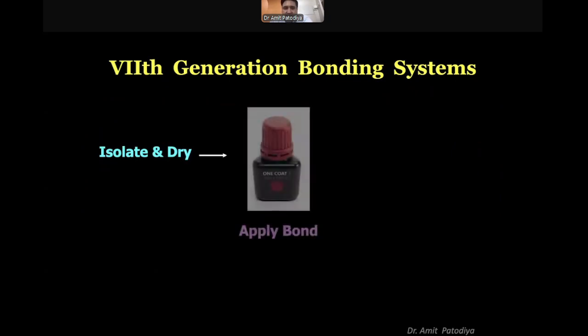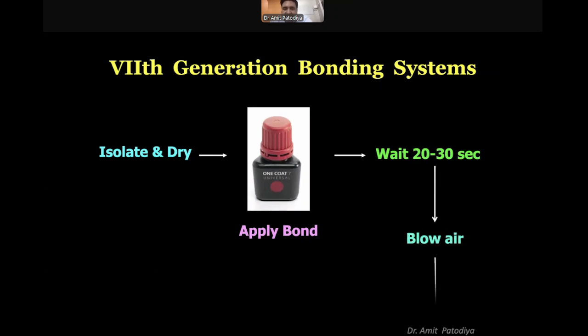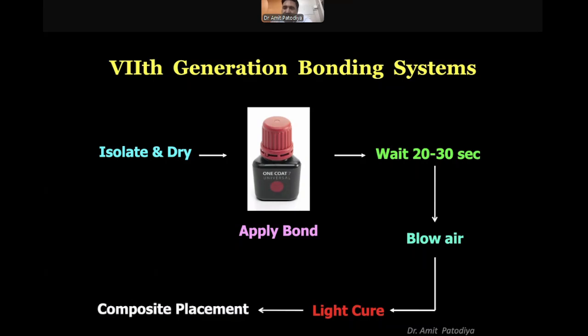Similarly, if you go to a seventh generation bonding system, especially when you are targeting dentine, it is always isolate and dry with your blotting paper, apply the bonding system, wait for 20 to 30 seconds, and let that bonding system sink in. The idea of waiting is to let the bonding system sink into your dentinal tubules and make those beautiful resin tags which you only see in scanning electron microscope pictures. Once that time period is over, blow dry again to remove any pooling of bond and light cure.